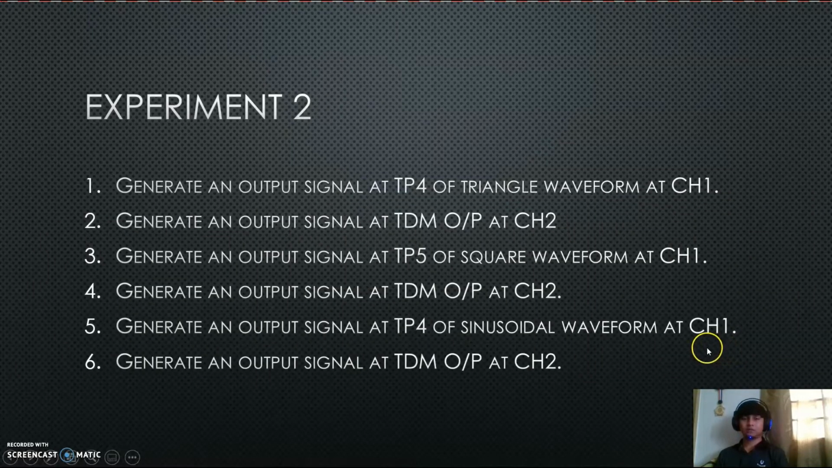For experiment 2, we have to generate the output signal at TP4, a triangle waveform at channel 1, and then the output signal at the TDM output at channel 2. Next, we generate the output signal at TP5, a square waveform at channel 1, and the TDM output at channel 2. In the last round, we generate the output signal at TP6, a sinusoidal waveform at channel 1, and also the TDM output at channel 2.